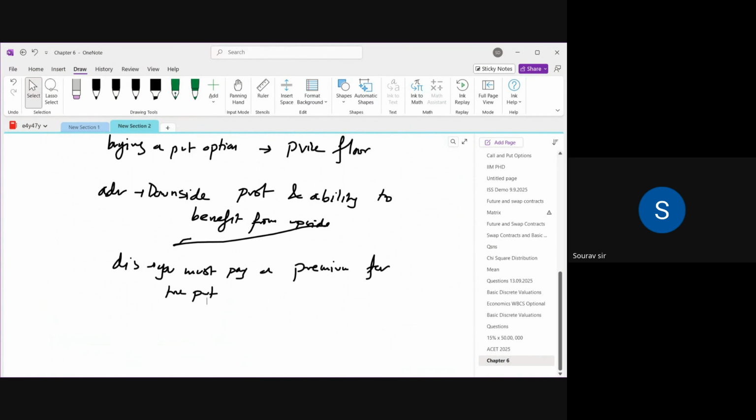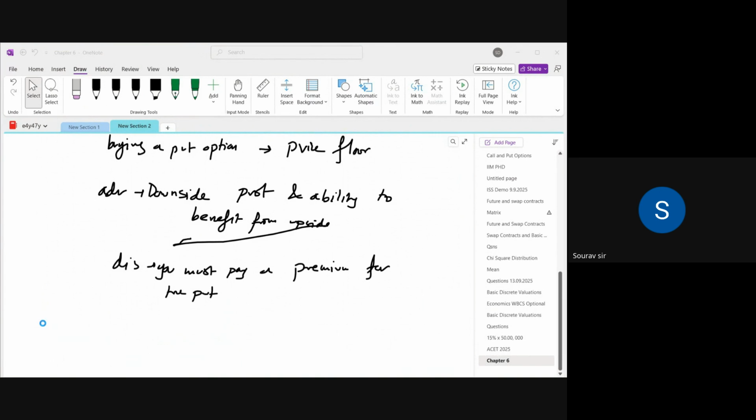Next. Okay, hedging with a forward contract. There is a diagram. A very interesting diagram they have given for gold. So what is hedging with a forward contract?